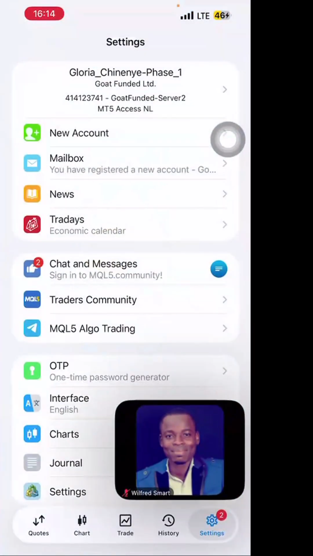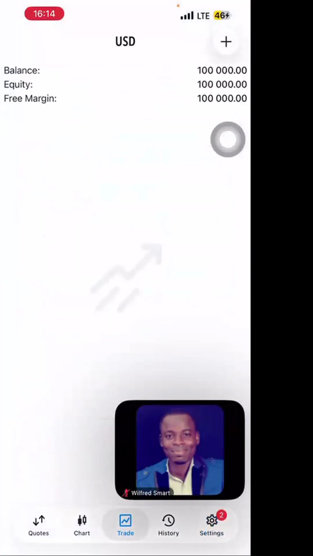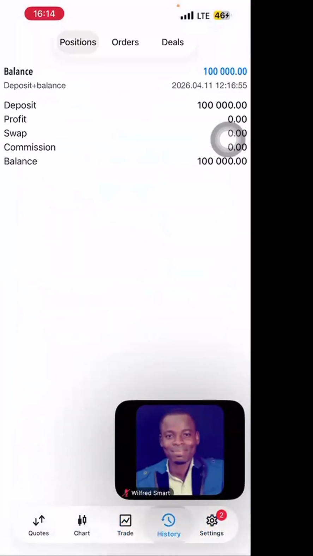MetaTrader 5, GOAT funded account. Look at it, $100,000. You can see I just opened it today. It was given to me yesterday, 10th of April, right? And then I opened it today, not long ago. And then I put it here because I'm a very busy person.